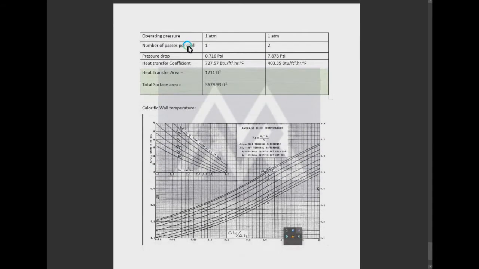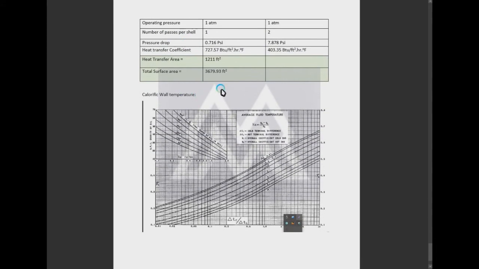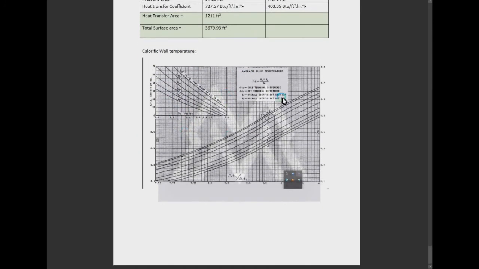Now the data has been put in. There are two important things that we have missed in the whole lecture. The first is the caloric wall temperature. Imagine when you are cooking food, the outer wall of the container is hot while the fluid is cold.